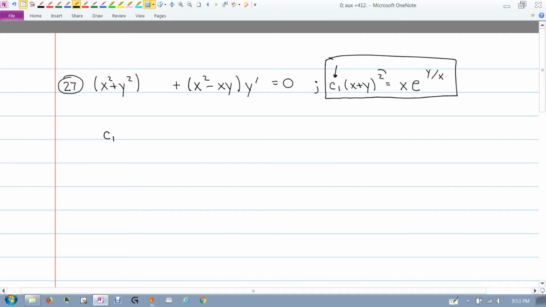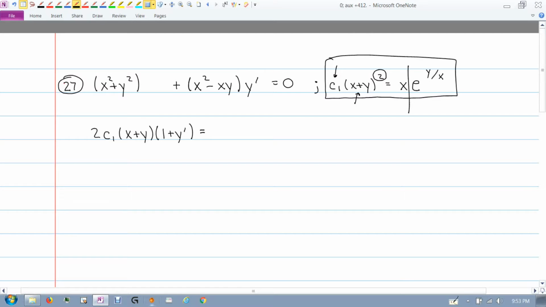Then we have to do the power rule right here. So 2 comes out. I'm going to put that in front of the c1. X plus y, that quantity is now to the first power. And then I take derivative of what's inside, and that's just going to be 1 plus y prime, differentiating with respect to x. I'm going to get rid of that 1 because it looks like a prime sometimes. That's the derivative of the left side.